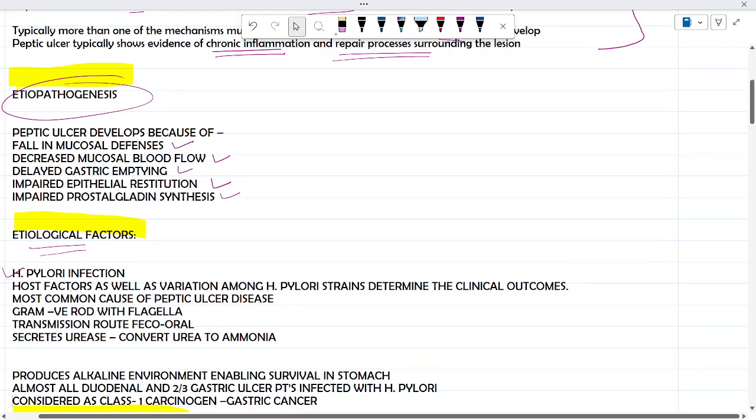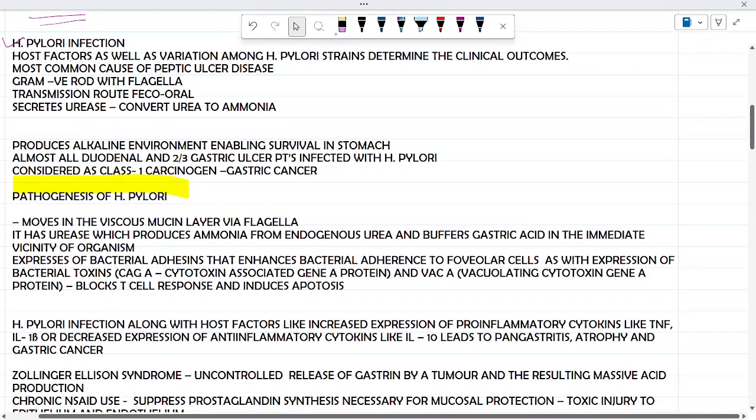And if we see the structure of H. pylori, it is usually a gram-negative, rod-like bacteria, and it has flagella. Transmission is through the fecal-oral route, and it secretes urease. This urease has the capacity to convert urea to ammonia. How does it survive? It survives by producing an alkaline environment in the stomach, through the production of ammonia.